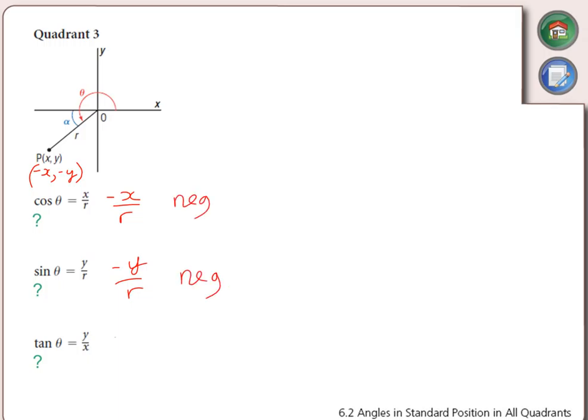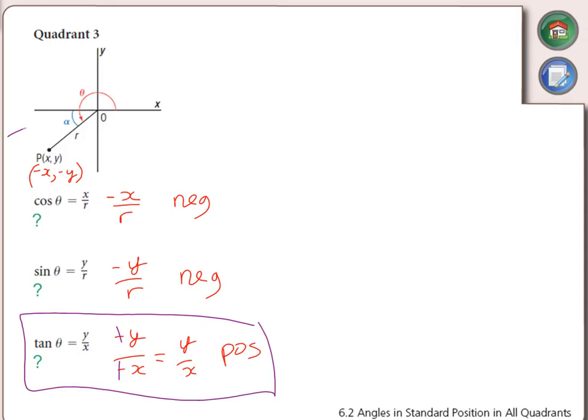Tan, however, is negative y over negative x, which gives us, oh, look at that. Those are going to cancel off. We're going to get y over x, positive. The only one that's positive is tangent in quadrant 3. So again, all of them were positive in quadrant 1. Sine was positive in quadrant 2. Tan was positive in quadrant 3.